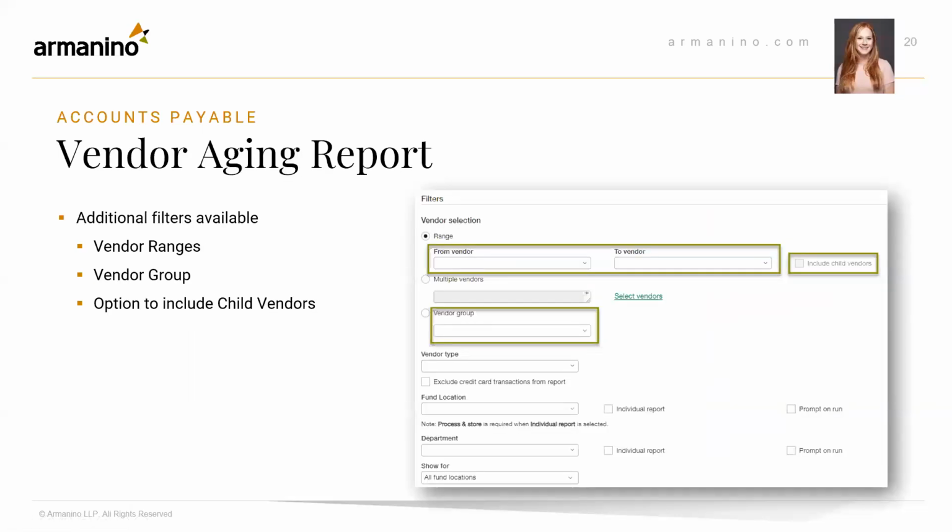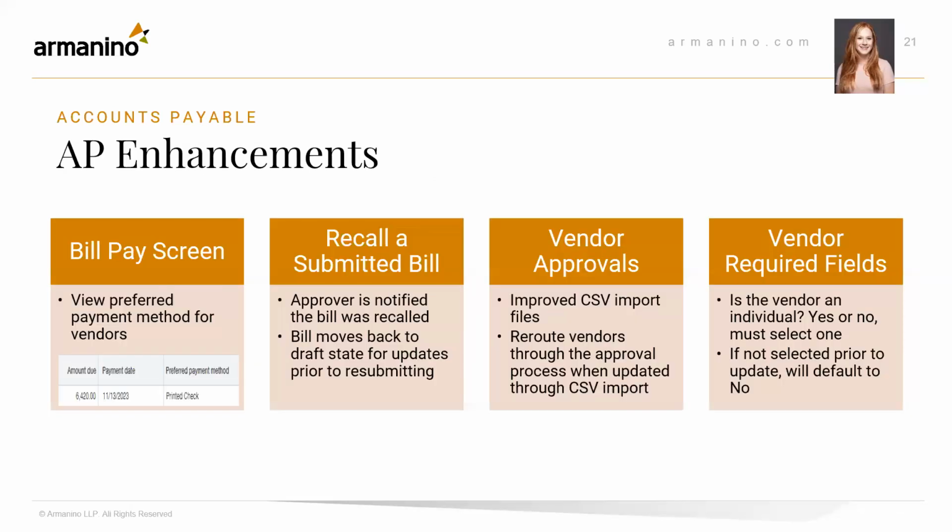And so this may sound a little bit familiar on the vendor aging report as it was on the customer aging report. So with these additional filters, we will be able to filter the report by a vendor range. And then when you're filtering by the vendor range, you have the option to include the children vendors. And then also the ability to filter by a vendor group if you have vendor groups set up. If we want to go to the next slide, awesome.